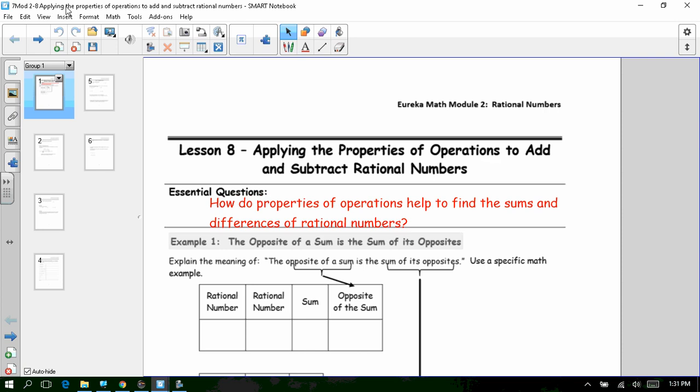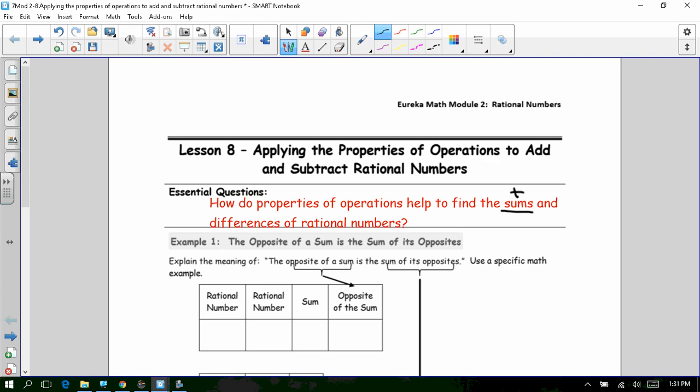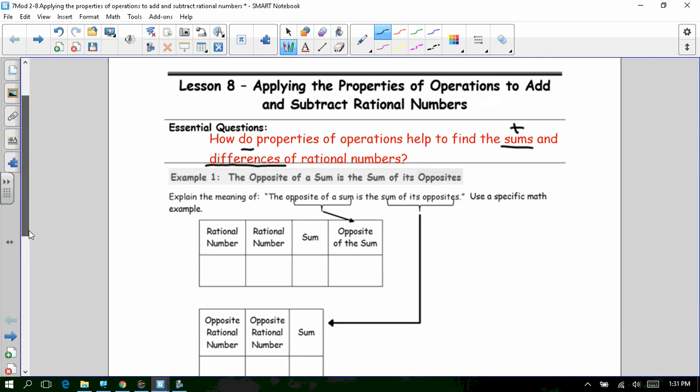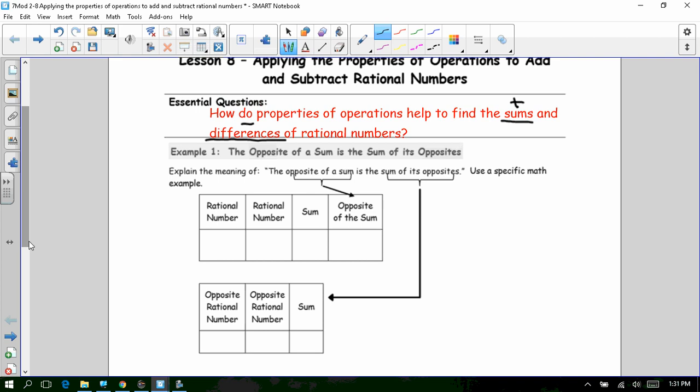Sums, right? The answer to an addition problem. Differences, the answer to subtraction problems. Rational numbers are just the numbers that we're used to working with: fractions, decimals, whole numbers, any of those types of things.